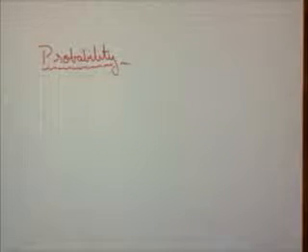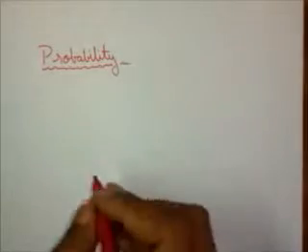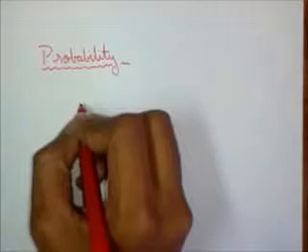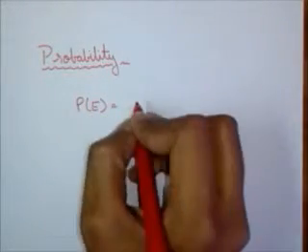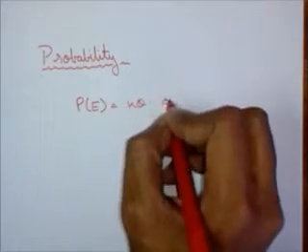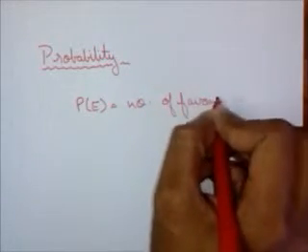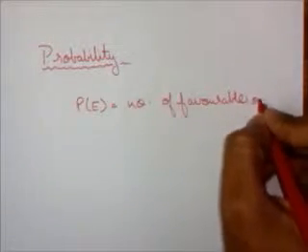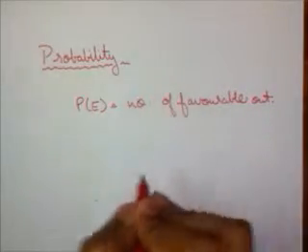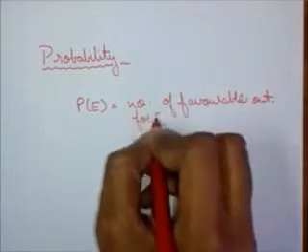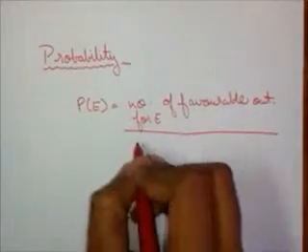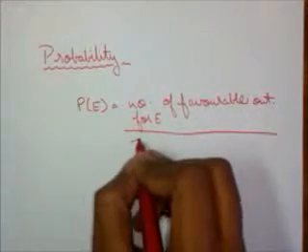Hello friends, in this video I am going to teach you what is probability in mathematics. So, probability is, as we know, the likeliness of an event to occur. In mathematics, the formula for probability is given as: probability for any event E is the number of favorable outcomes for E upon the total number of outcomes.